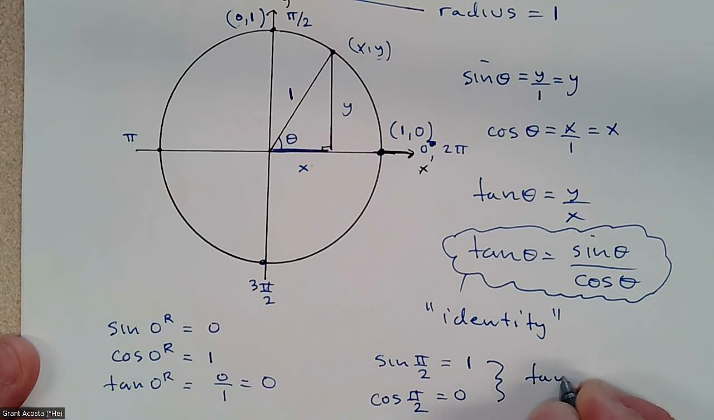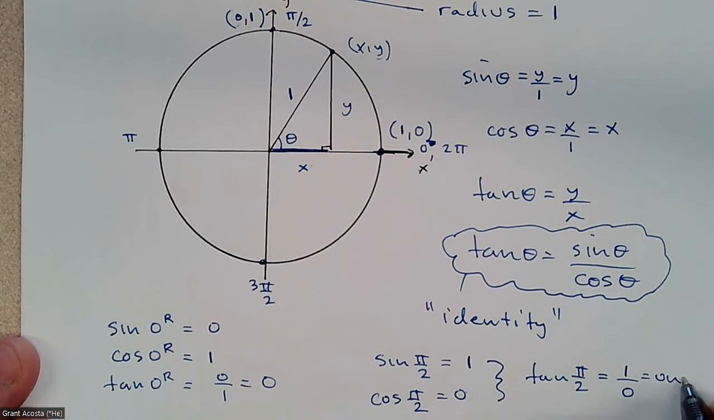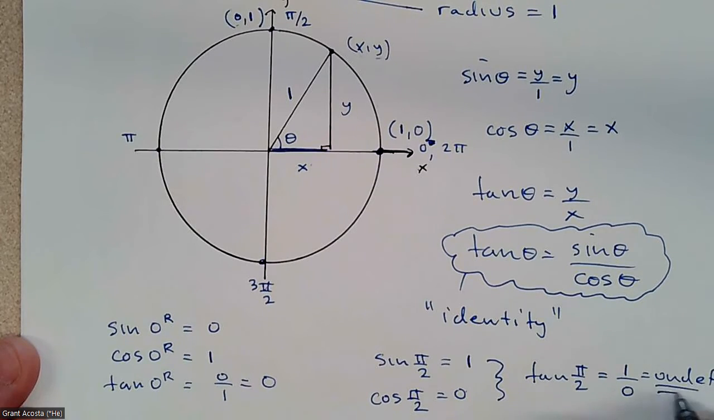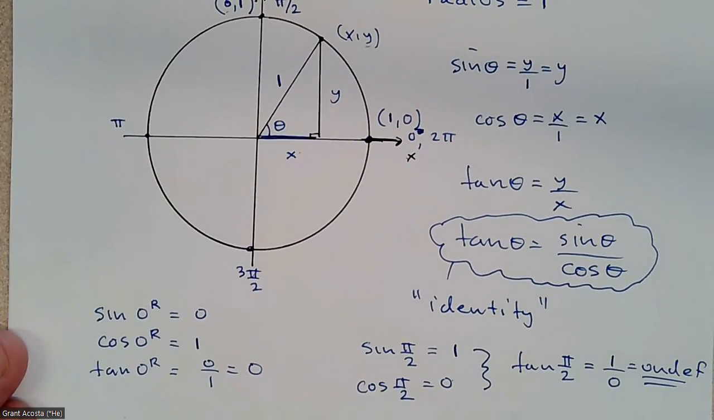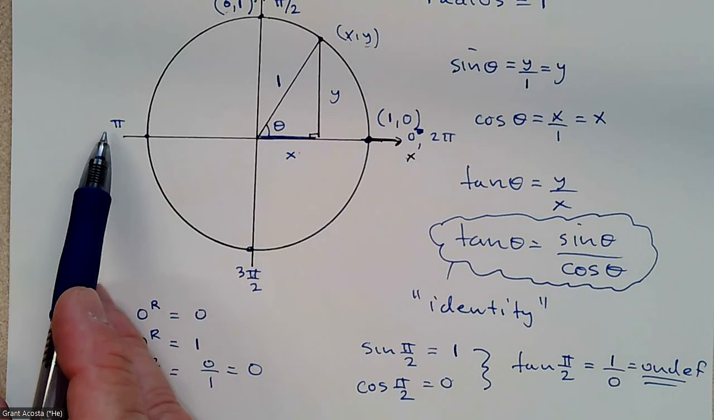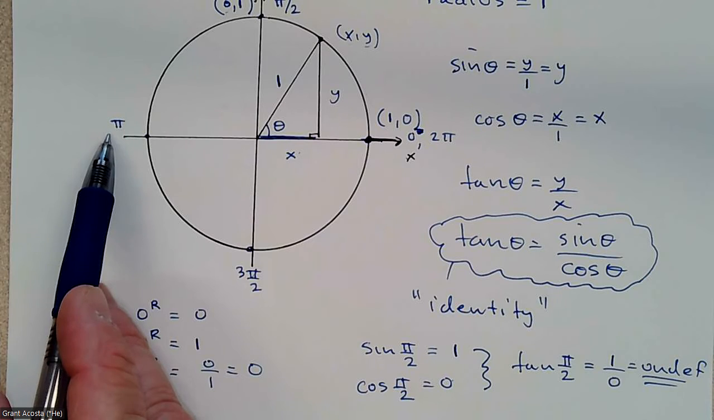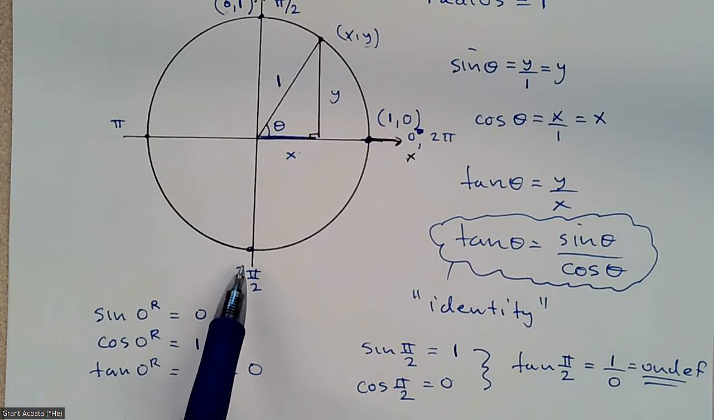The tangent of pi over 2 is the sine over the cosine. It's 1 over 0, which is actually undefined. There are some angles where tangent is not even defined. You're dividing by 0. Take a minute to pause the video and see if you can find the sine, cosine, and tangent of pi and 3 pi over 2.